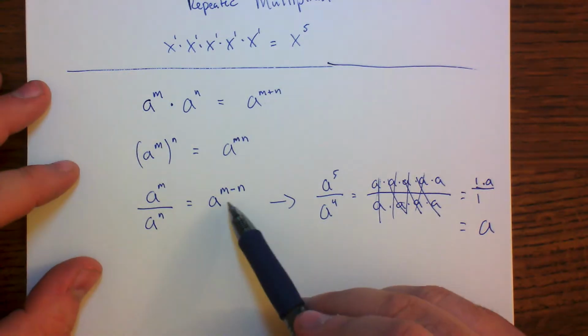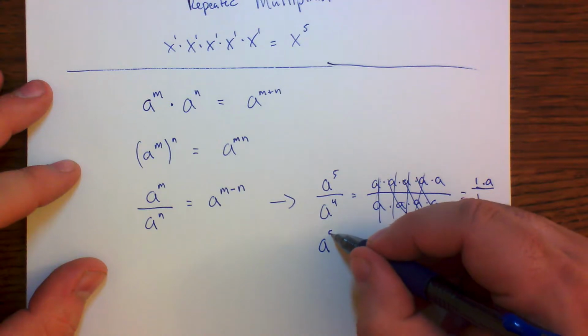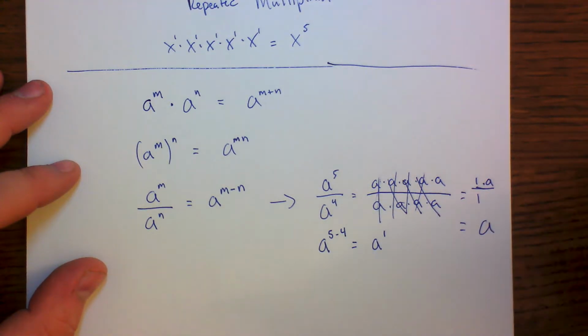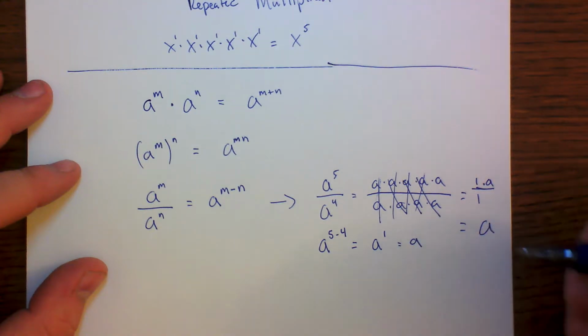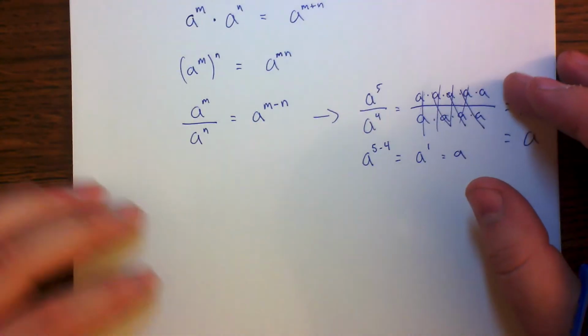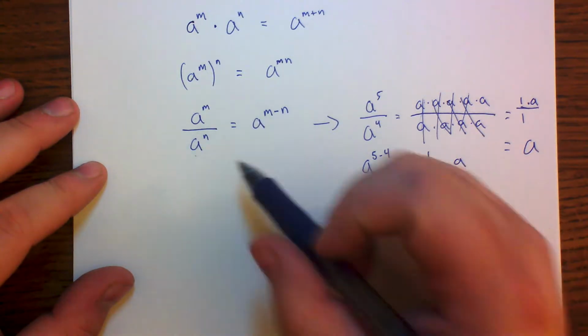But if you looked at it like this, you would say a to the 5th minus 4 equals a to the 1st power, which is just a. So you see how those are the same. That's the quotient rule that we talk about a lot. That's one that a lot of students struggle with, this guy right here.